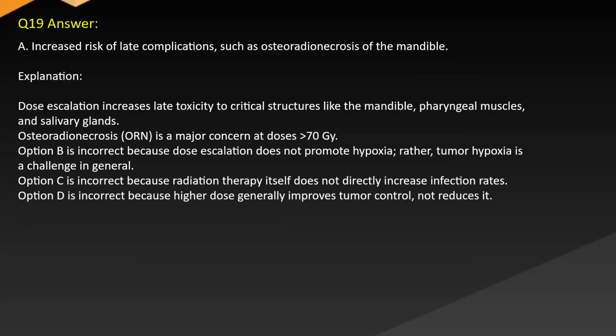Answer A. Increased risk of late complications such as osteoradionecrosis of the mandible. Explanation: dose escalation increases late toxicity to critical structures like the mandible, pharyngeal muscles, and salivary glands. Osteoradionecrosis is a major concern at doses above 70 Gy.